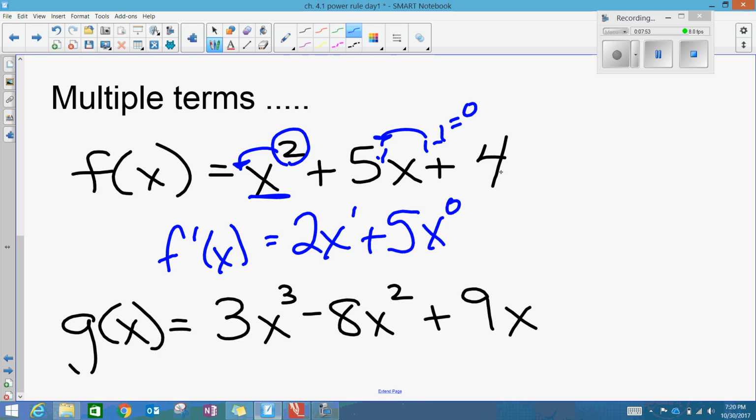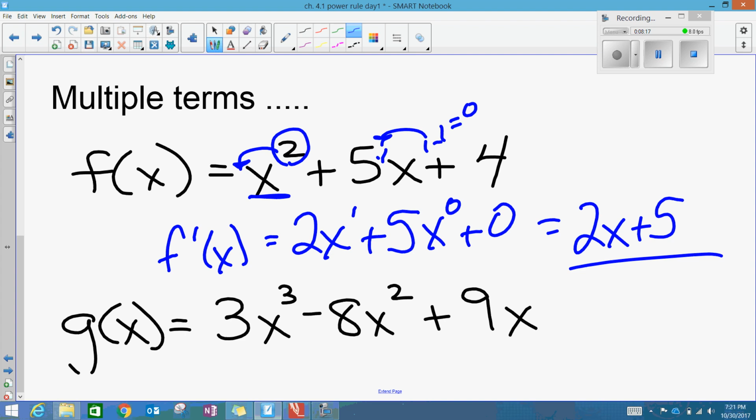And then we know that the derivative of just a constant is 0. So our first pass through, the derivative looks something like this, which is kind of odd. But when we clean that up, it really just becomes 2x plus 5, because x to the 0, if you remember, actually equals 1. And then we don't have to write a derivative of 0. So 2x plus 5.